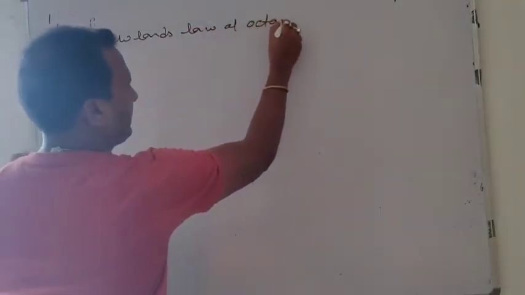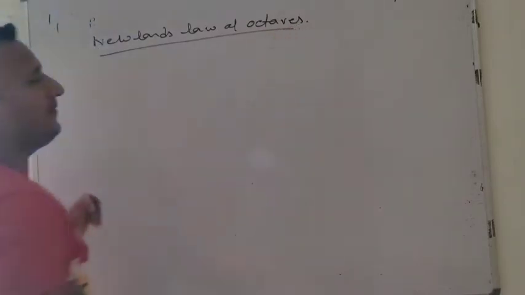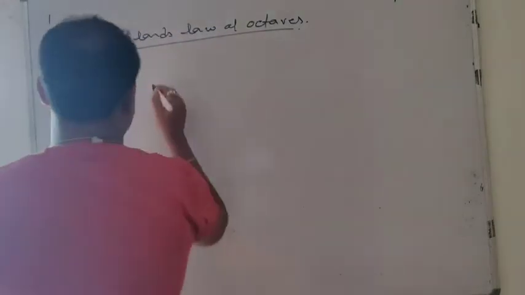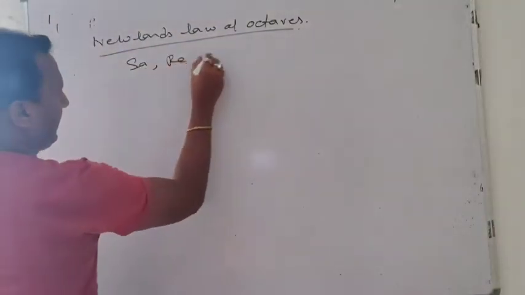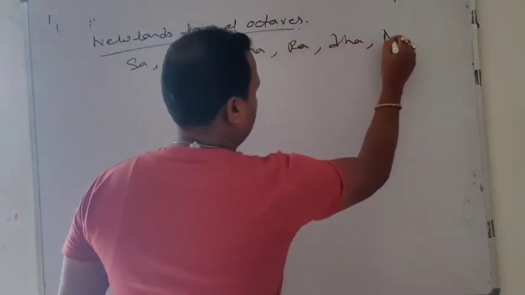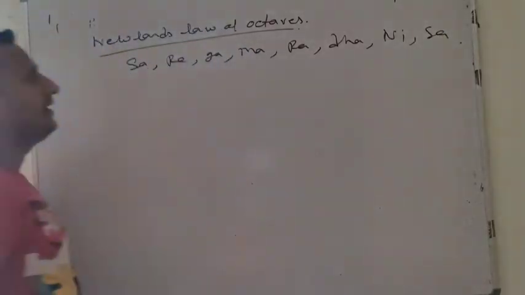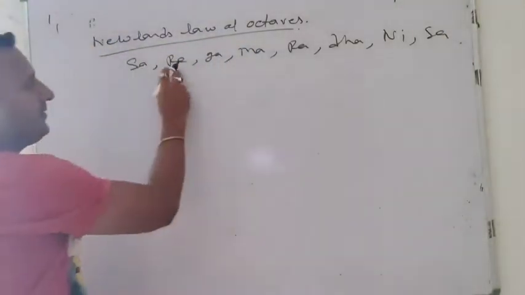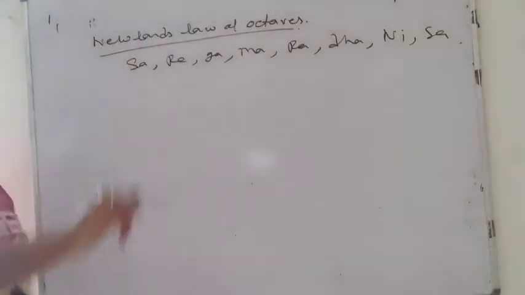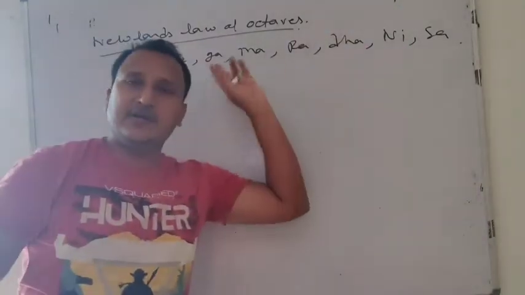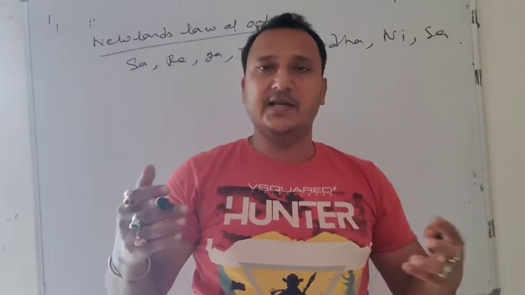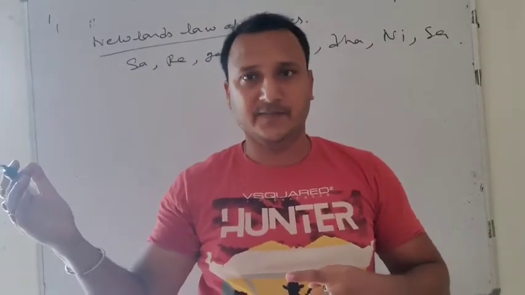What is Newlands law of octaves? In music, how many notes are there? Sa Re Ga Ma, Pa Dha Ni, then again Sa. After 7 elements, 1 2 3 4 5 6 7, the 8th one is the repetition of the first one. That means after every 7 notes, the 8th one is repetition of the first note.